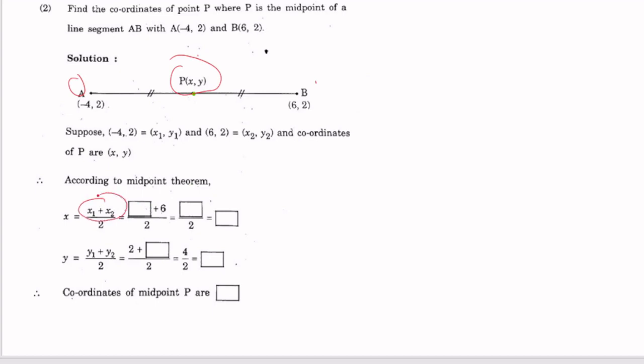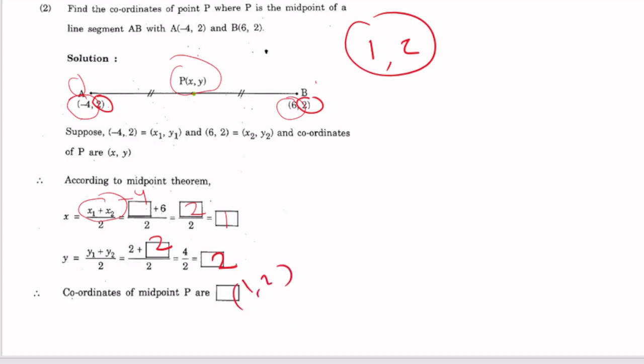X is nothing but x1 plus x2 divided by 2. Here x1 is minus 4, x2 is 6. If you add, in this box you'll get minus 4 plus 6, which is 2. 2 divided by 2 is 1. So your x coordinate is 1. Next, y1 plus y2. Y1 is 2, y2 is 2, 2 plus 2 is 4, and 4 divided by 2 is 2. So your y coordinate is 2. So the coordinates of P are (1, 2), which you fill in this box. That's your answer. Isn't it very easy?